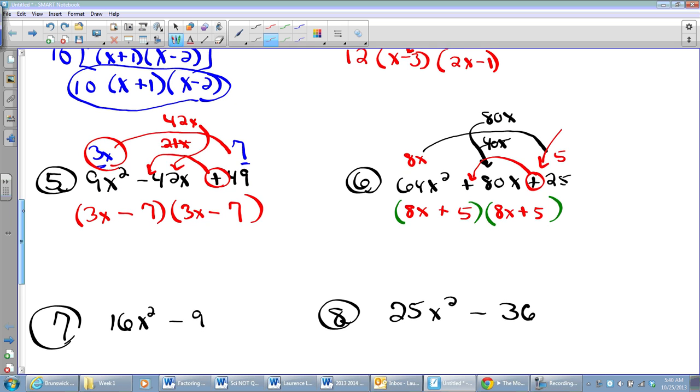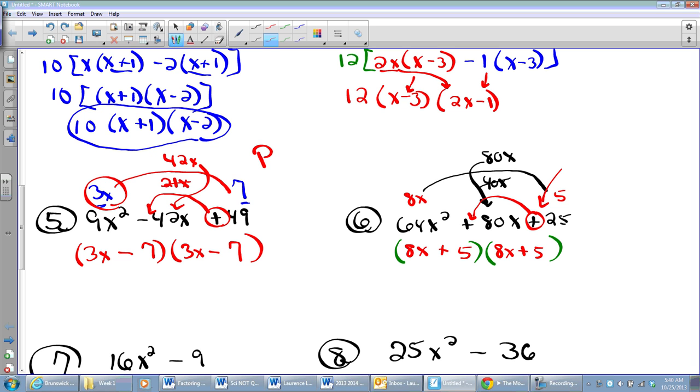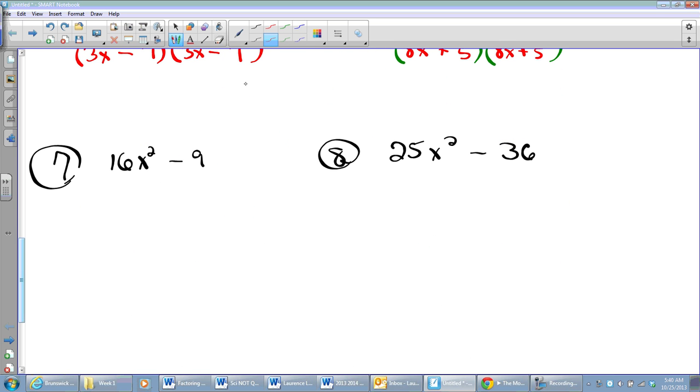Okay. So number 7 and number 8 look different as well. Oh, by the way, I should write that down. These 5 and 6 are called perfect square trinomials. And they can make your factoring much, much quicker. All right. These two here have perfect squares in them. And subtraction. These are called the differences of perfect squares.